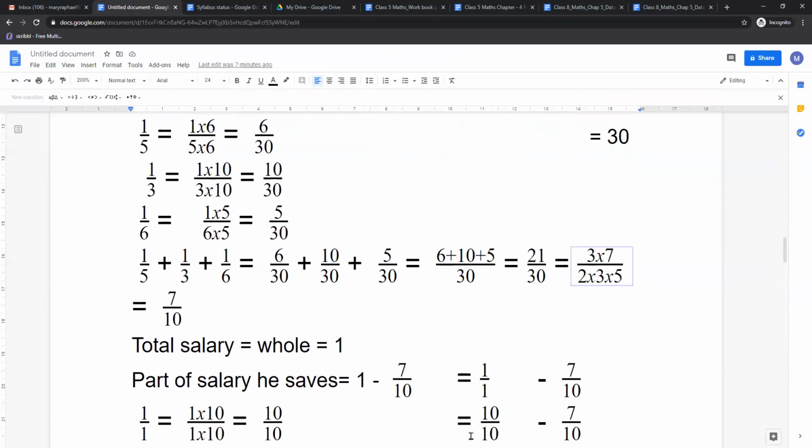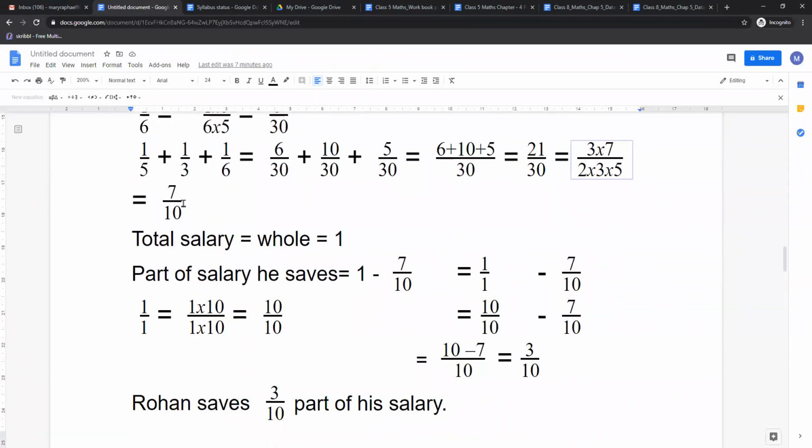So what is the sum of all these three fractions? 7 upon 10. Now, what is the total salary? The total salary equal to the whole.